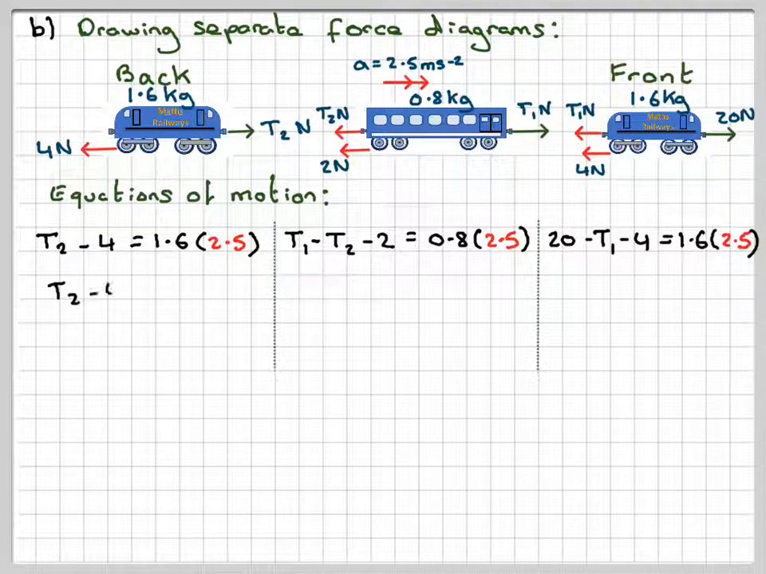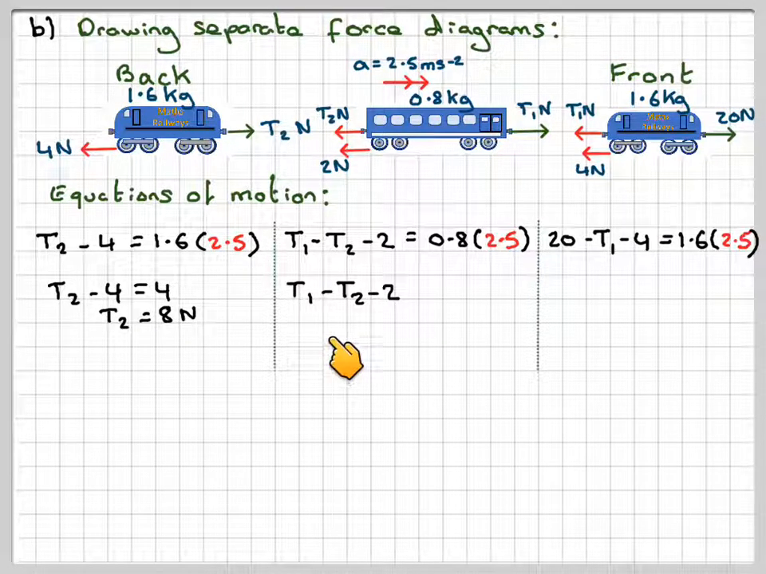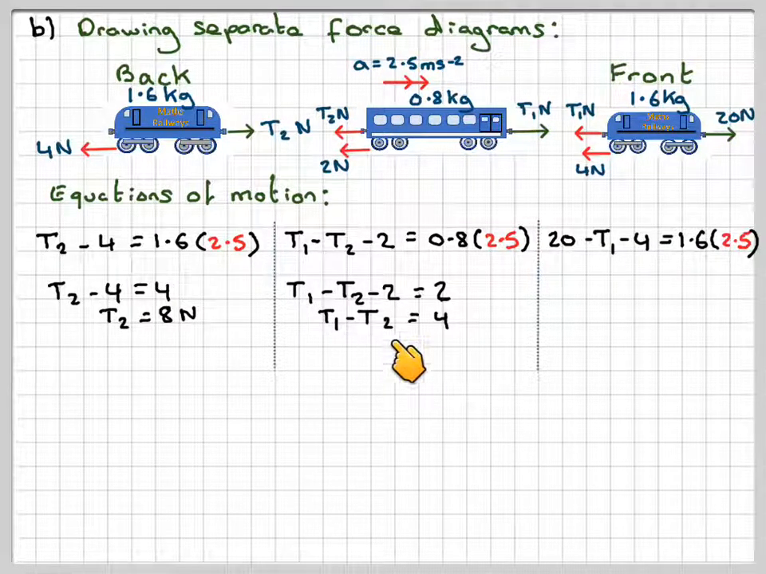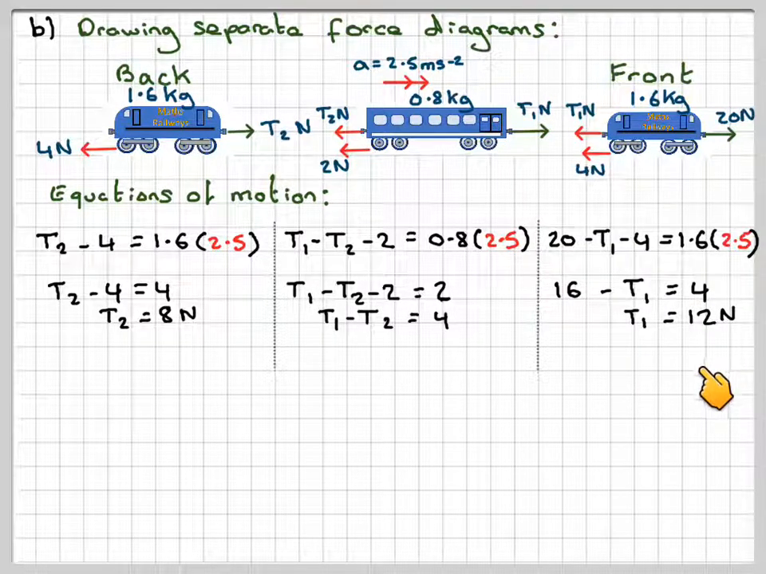Simplifying this one, we have T2 minus 4 is equal to 4, since 1.6 times 2.5 is 4. That gives me that T2 is 8 newtons. For this one, we have T1 minus T2 minus 2 is equal to 2, and therefore the difference between the two coupling forces, T1 and T2, has to be equal to 4. For this one, we have 20 minus 4 minus T1 is equal to 4, which is 1.6 times 2.5. That gives that T1 is 16 minus 4, which is 12.